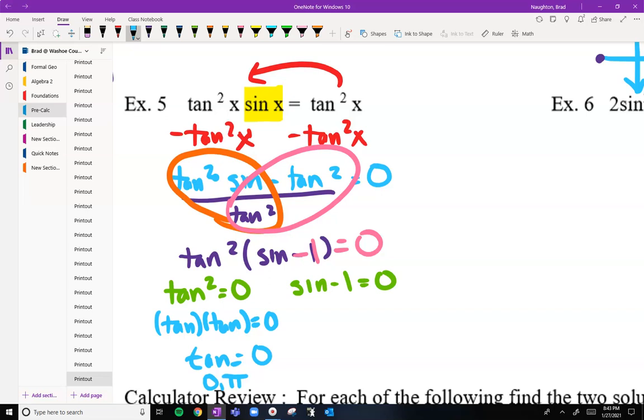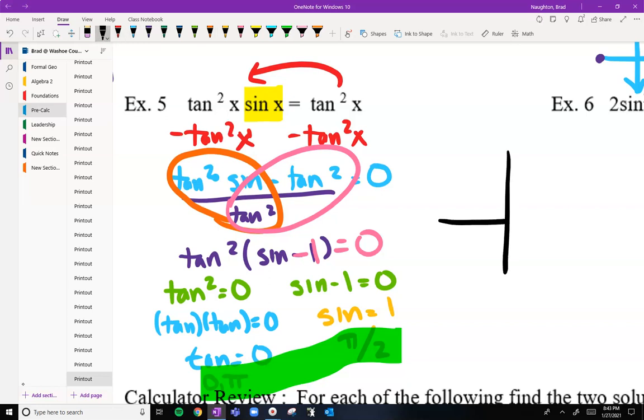Unit circle coming in strong on this one. All right, moving on to this one over here, we're going to get sine is equal to 1. And so we know that that's going to happen at pi over 2. All righty, so we have our 3 answers if we need them. So we're good there, but let's do our mapping to see where we're at. So I have 0, I have pi, and then I have pi over 2.